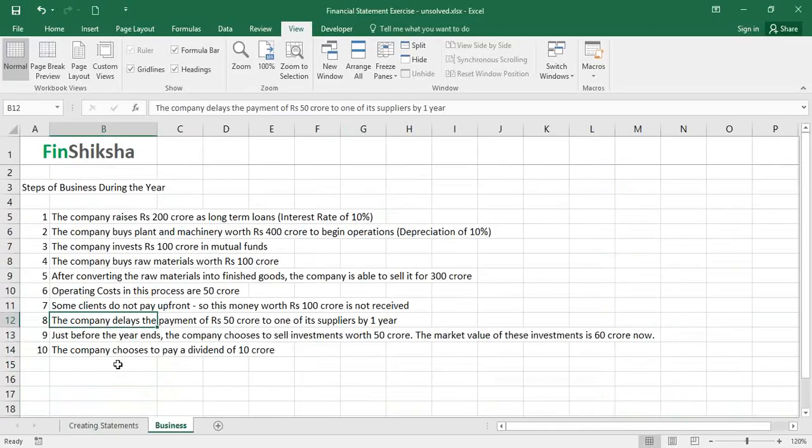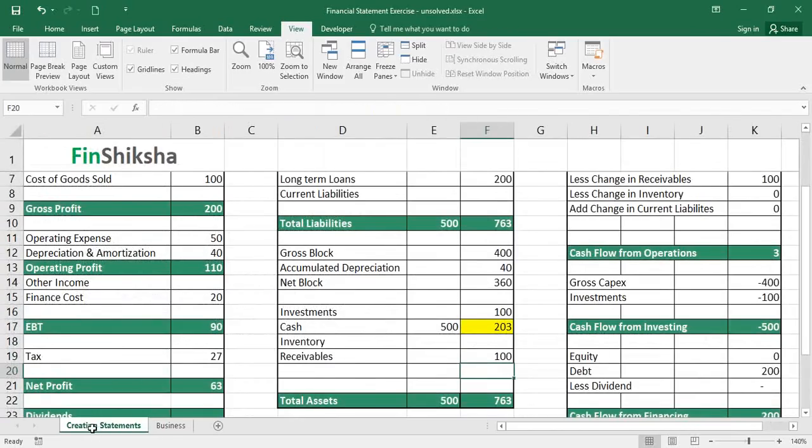Then you note that the company also delays payment of 50 crore to one of its supplier by 1 year, which means some of this cost of goods sold has not been paid. That's a payable. That's a current liability. So current liability goes up by 50. Note this will increase the cash on the other side of the balance sheet. The balance sheet size actually changes to 813 now, right?